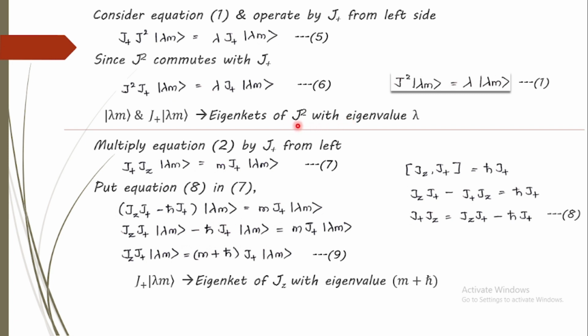When we considered the commutation of J square with J plus, we know both are commuting, so there is no change in the eigenvalue. But when we considered the z component of angular momentum with J plus, we observed that earlier the eigenvalue was just m, but by operating we got the eigenvalue m plus h cross. So there is an increment of the eigenvalue by an amount of h cross.